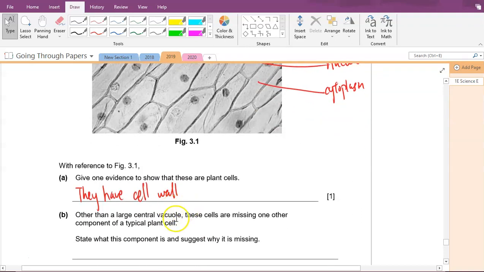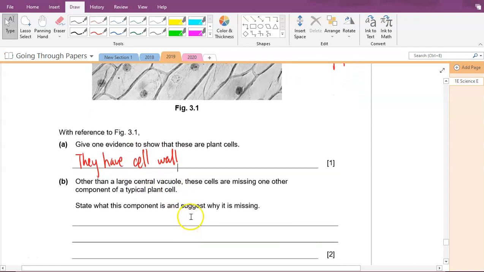Other than a large central vacuole, these cells are missing one other component of a typical plant cell. What is unique to a plant cell, other than a large central vacuole, is one more thing that's special to plant cells. Other than the cell wall and the large central vacuole, what's the last component that's missing? It's actually missing the chloroplast.